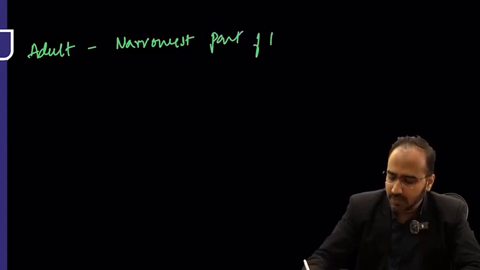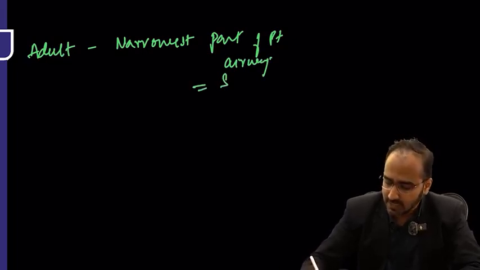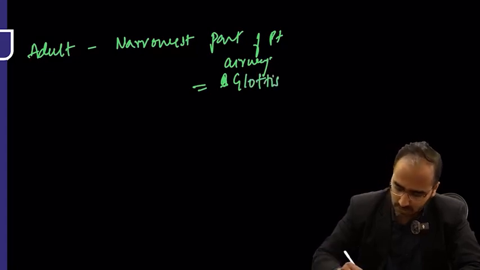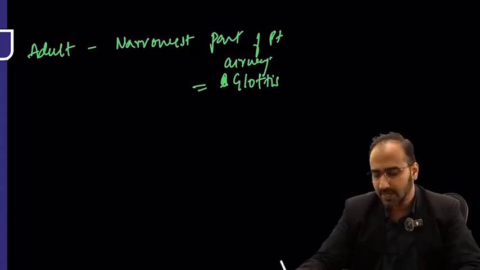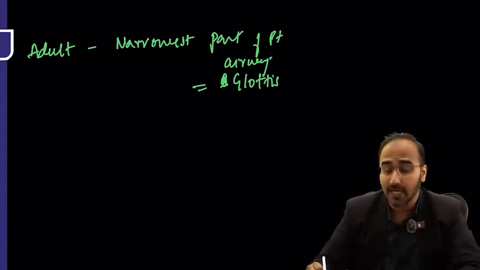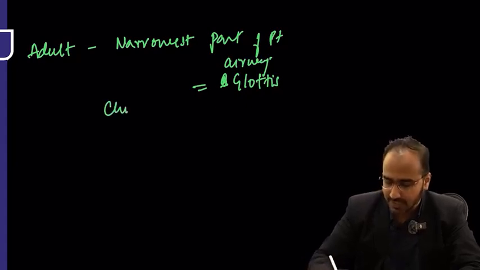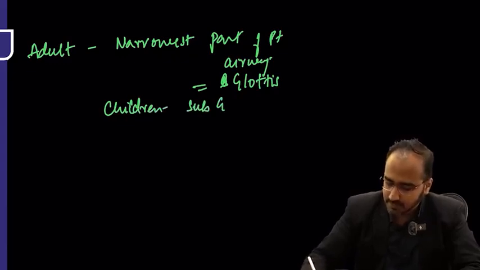Narrowest part of the patient's airway in adults. Which one is it? It is the glottis. In adults, the narrowest part of the airway is the glottis, whereas in children it is the subglottis, the subglottic area, which is very narrow.